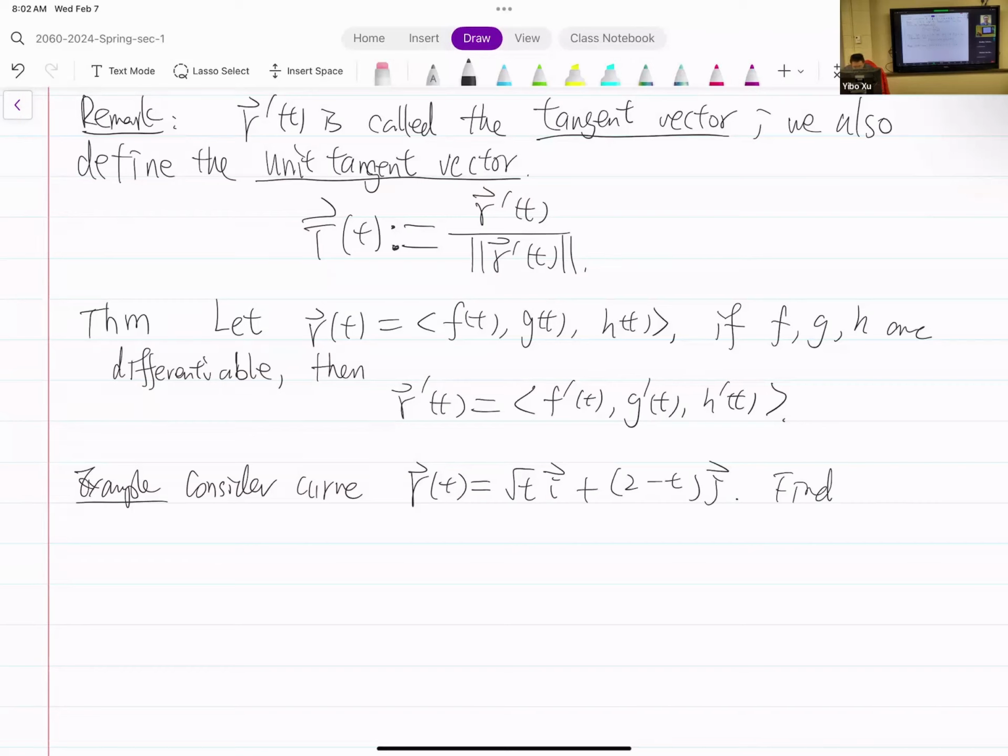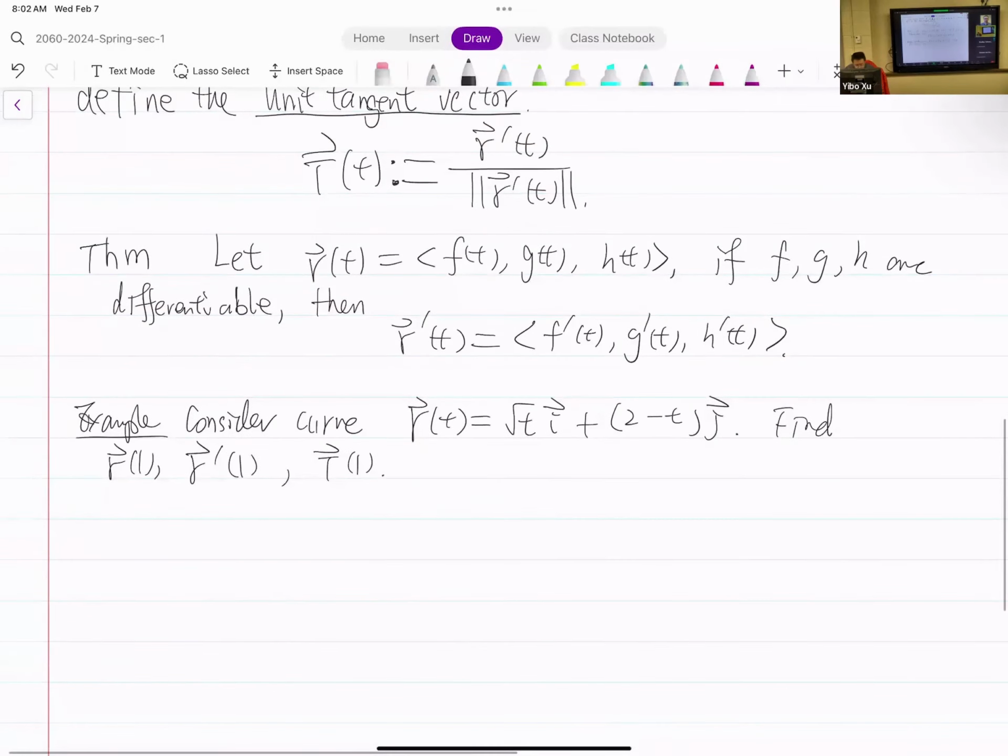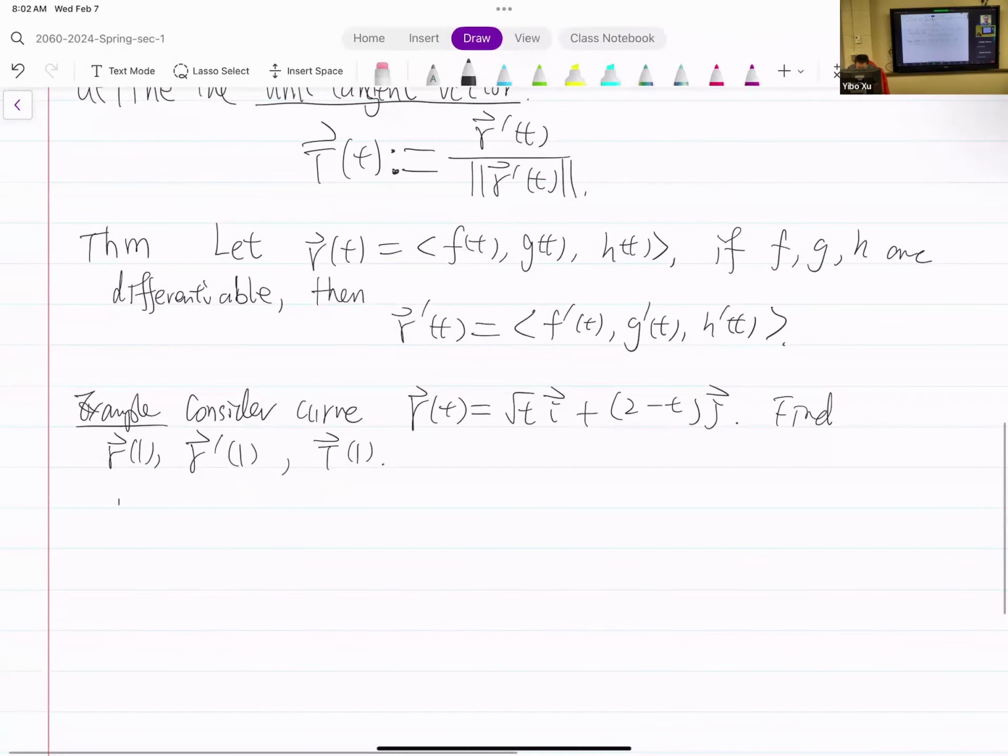Right? So we want to find r(1), the point on the curve, r prime of 1, the tangent direction along the curve at the input 1, and also capital T, the unit tangent direction at the input 1. Okay. So here, note that we have the x component equal to square root t, and the y component is 2 minus t.